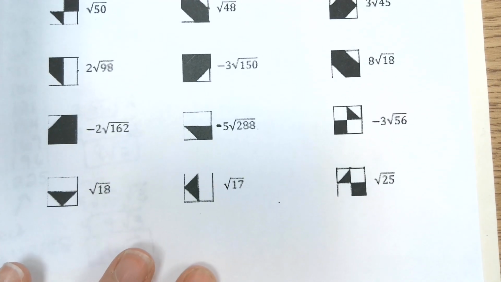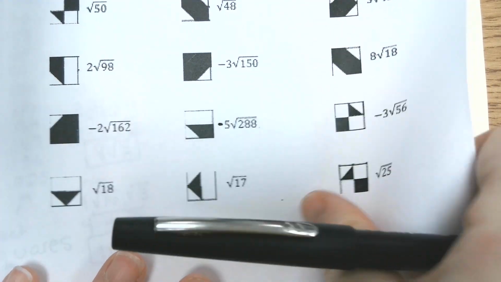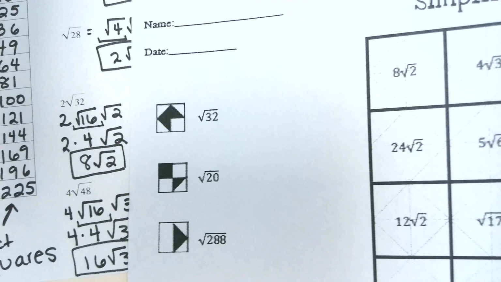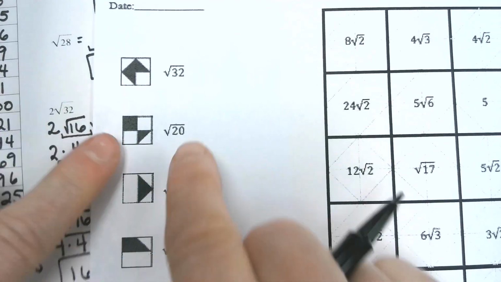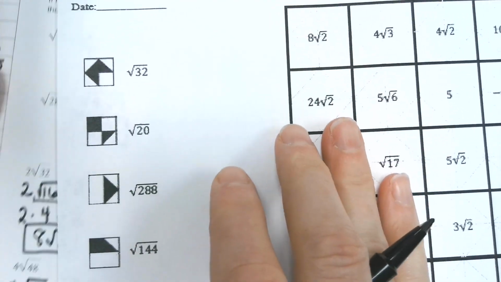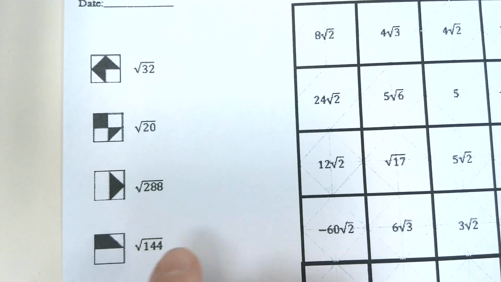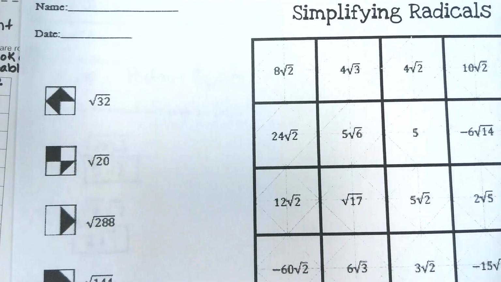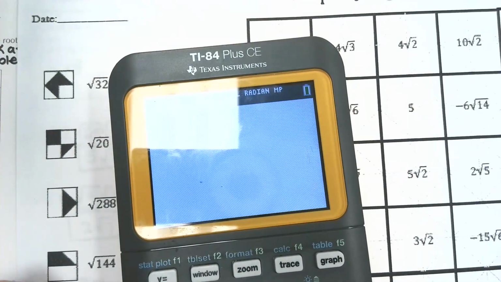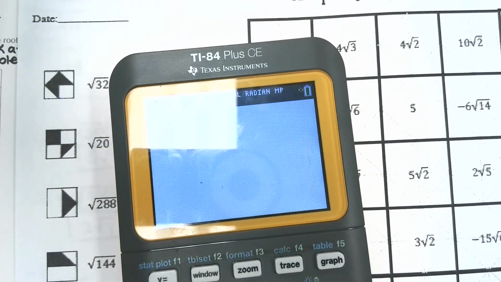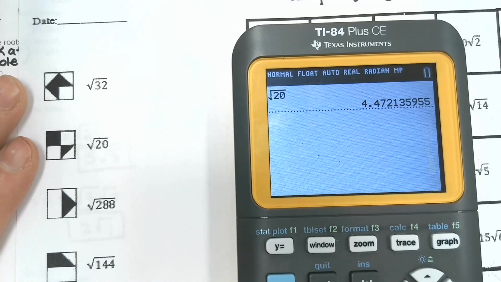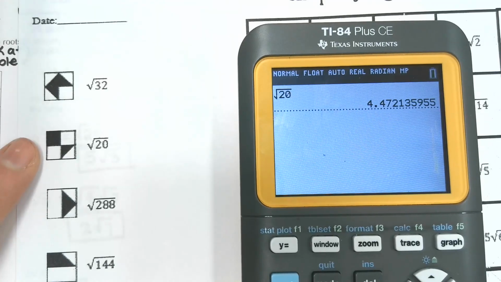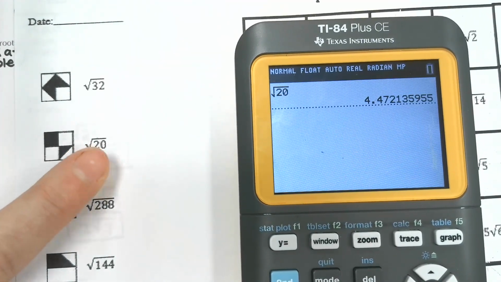It's at the bottom. Okay, so let's start with square root of 20. I'm going to skip square root of 32. You can do that one on your own. Square root of 20. So I'm going to put it in the home screen. Square root 20. 4.47.